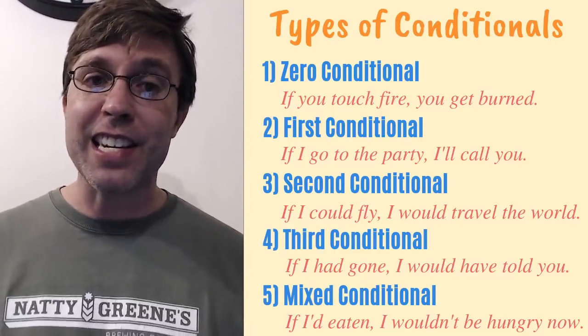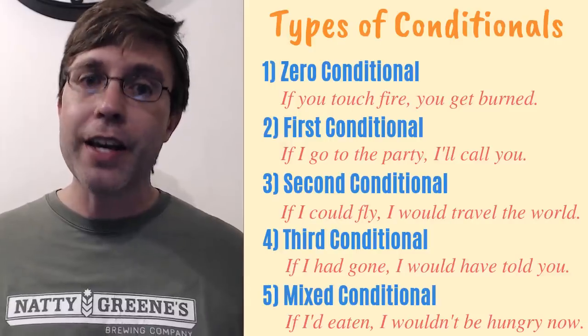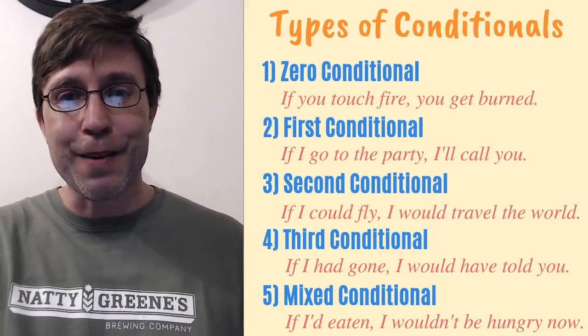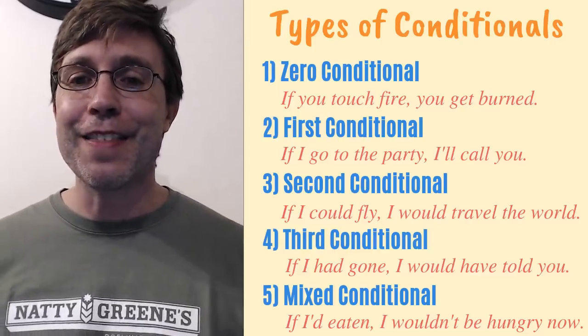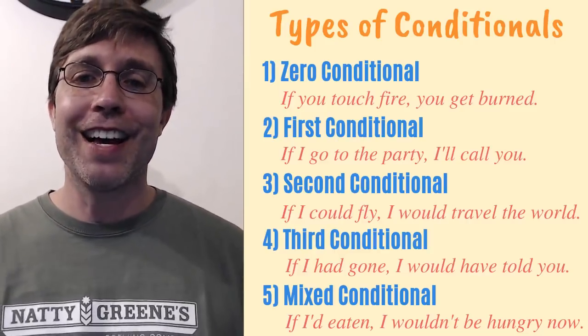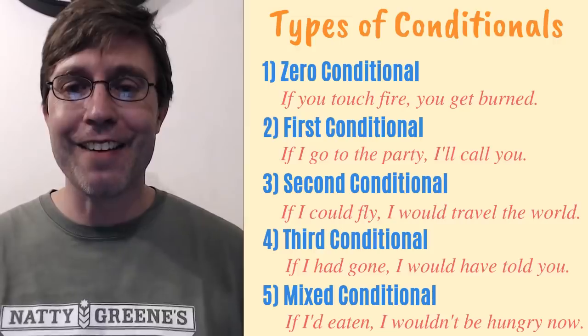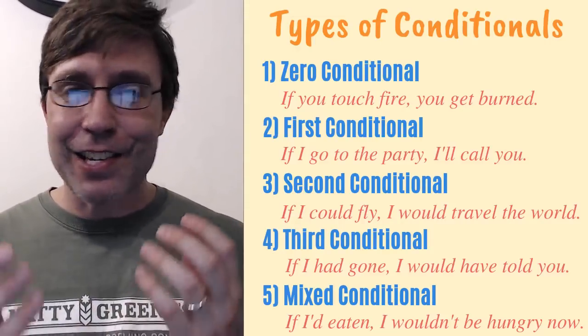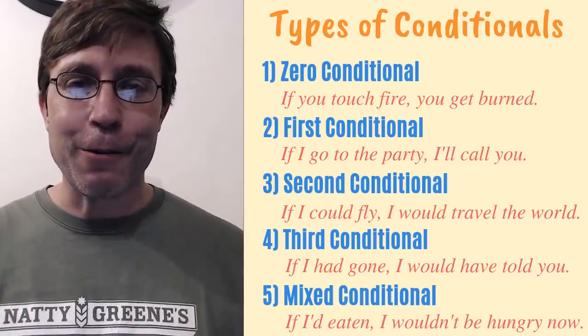So in that case, did I go to the party? No. If I had gone, all right? You're using the past perfect, all right? And then in the result, would have and the past participle. So again, just read the sentences, take it in, all right? We're going to practice this.